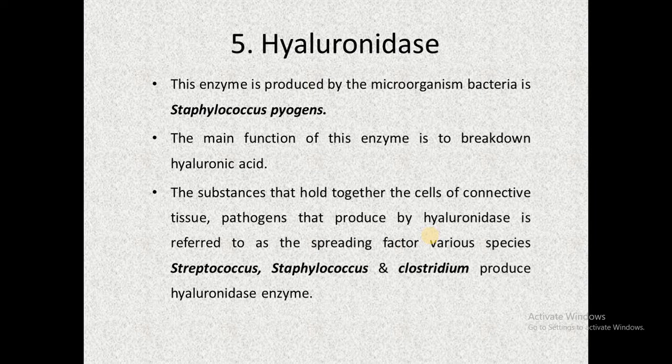Various species of Streptococcus, Staphylococcus and Clostridium produce hyaluronidase. When the hyaluronic acid is broken down, the connective tissue breaks. So the pathogen easily enters into our cells. It will multiply and it will infect us.